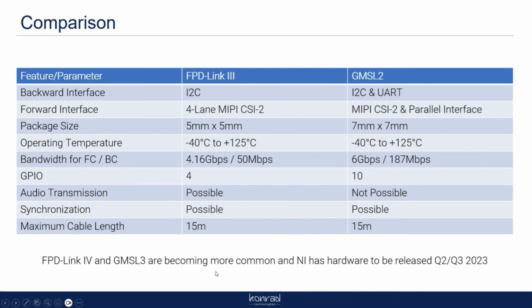Does that make sense? FPD-Link 4 and GMSL 3 are more common. I don't have those on a good comparison chart yet, and these did release earlier this summer.